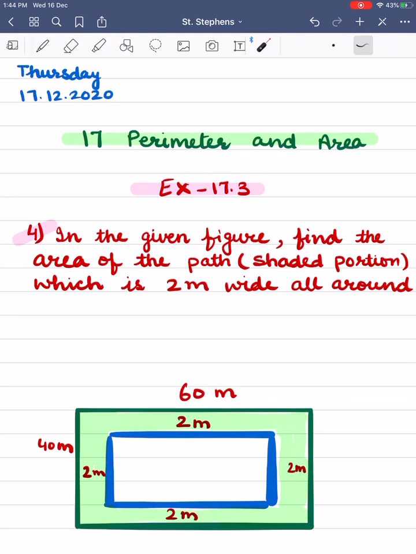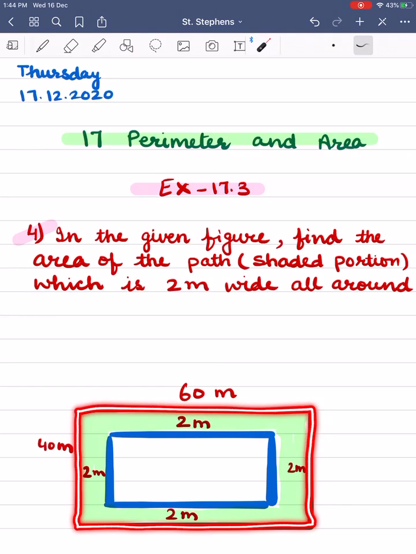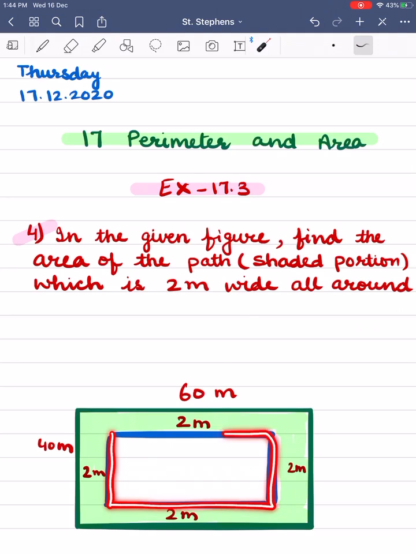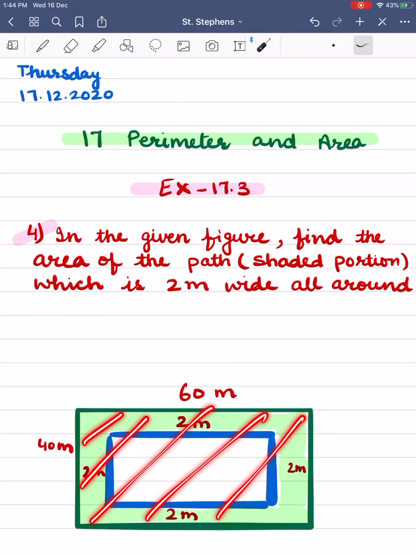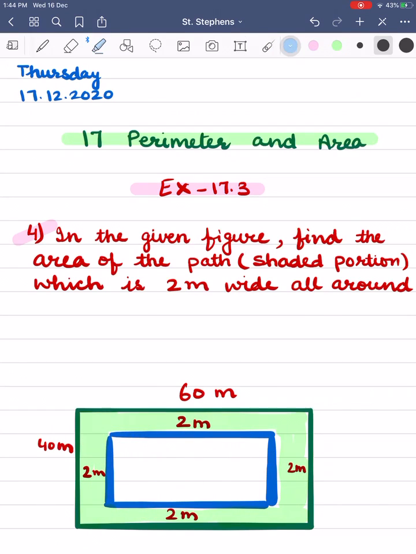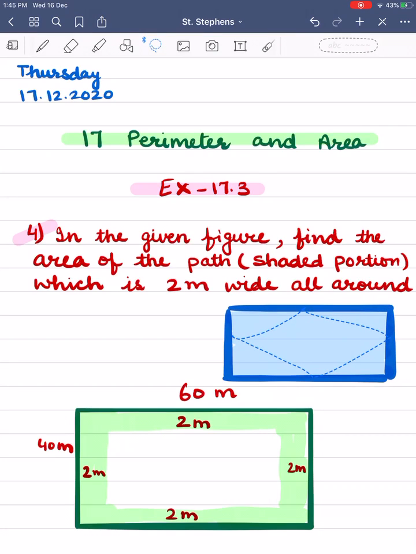Children, in the given figure, we have two rectangles. One is the outer rectangle and the other is the inner rectangle. Now, if from the area of the outer rectangle, I cut this blue shaded portion, which is the area of the inner rectangle, I get the area of the path or the green shaded portion.